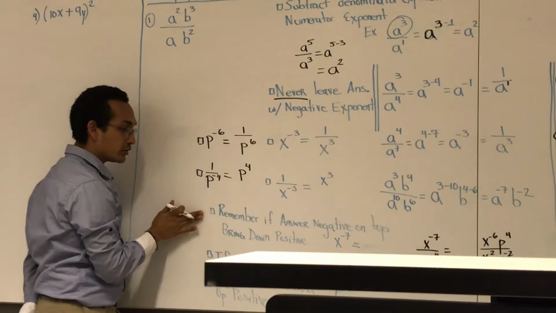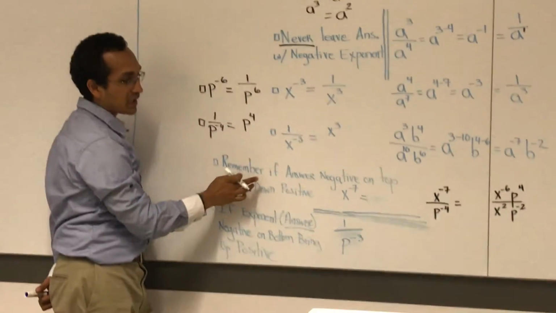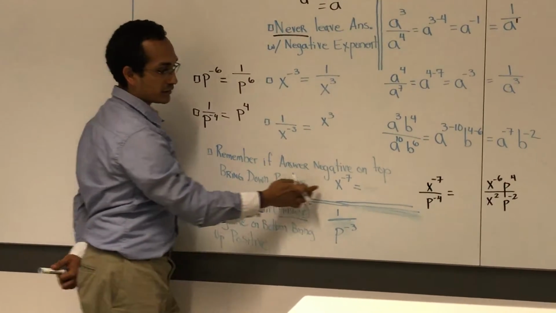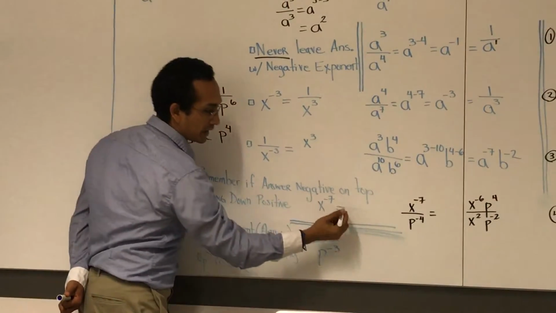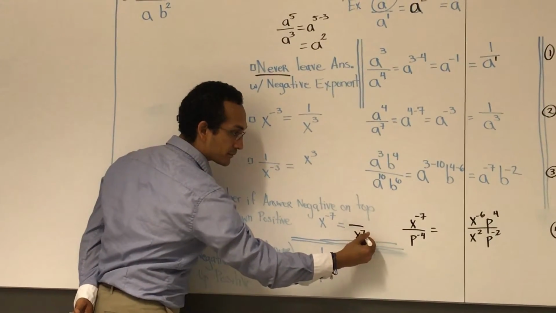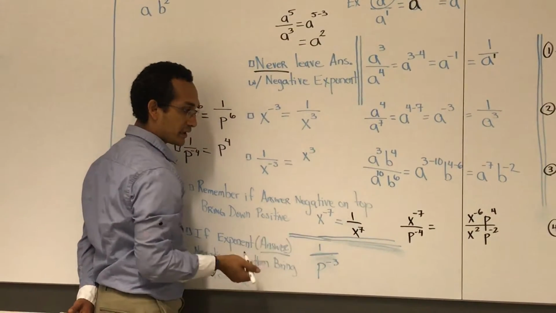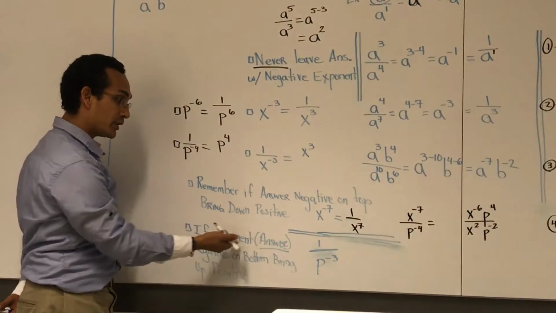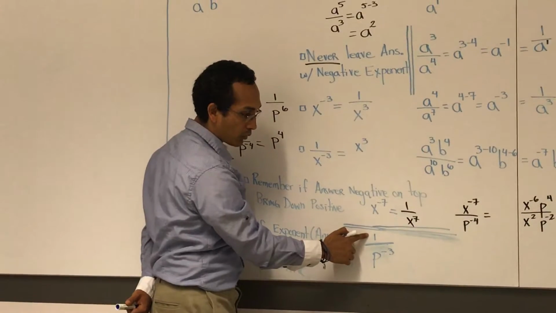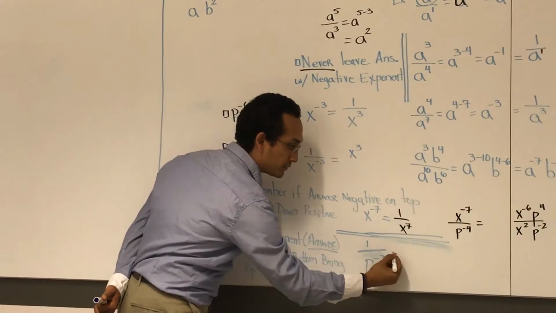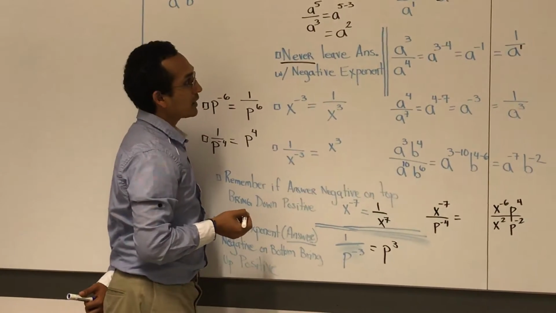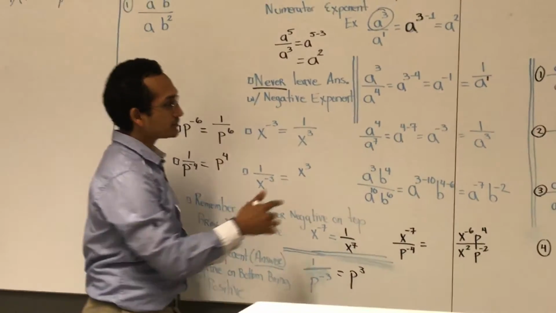Okay. The general rule is this. Remember, if the answer is negative on the top, you bring it down positive. So here, x to the negative 7 is negative on the top, right? So you're going to bring it down positive to 1 over x to the 7. And if the exponent is negative on the bottom, you bring it up positive. So here, 1 over p to the negative 3rd becomes p to the 3rd. Okay? Okay, so let's use more examples.